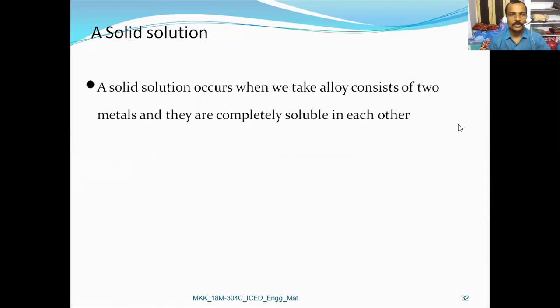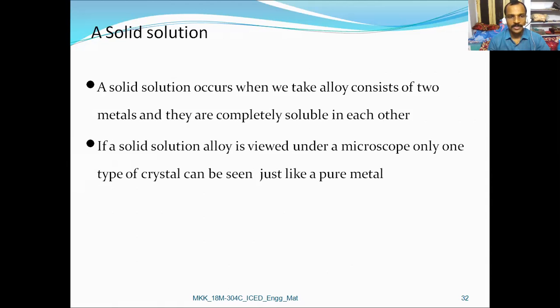Now we are moving on to a solid solution. A solid solution occurs when we take an alloy consisting of two metals and they are completely soluble in each other. One should be soluble in the other and vice versa. A solid solution is a solution when two metals are soluble one in the other. If a solid solution alloy is viewed under a microscope, only one type of crystal can be seen, just like a pure metal.